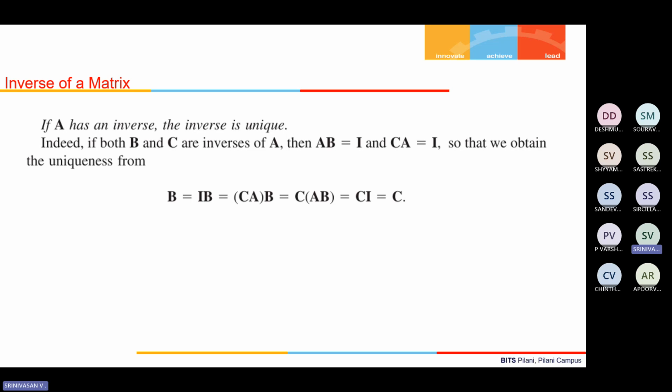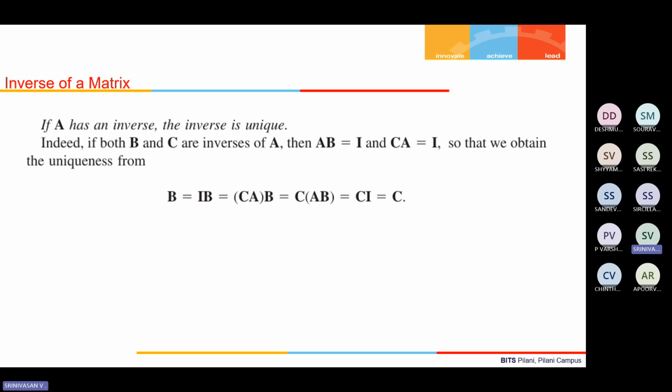Indeed, in fact, suppose both B and C are inverses of A. We say that there are two inverses. It cannot be. Suppose you say that there are two, then what will happen? They are nothing but one and the same. They cannot be two different ones. That we are trying to prove. Suppose B and C are inverses of A, what will happen? If B is an inverse of A, by property, what is AB? I. AB equal to I. Similarly, since C is an inverse of A, CA is also I.